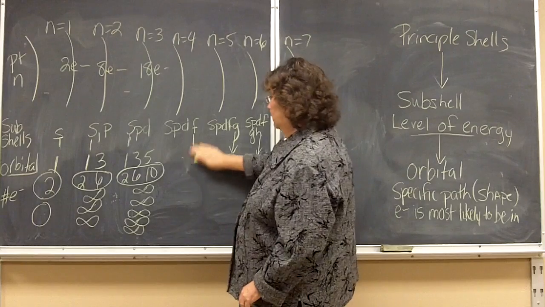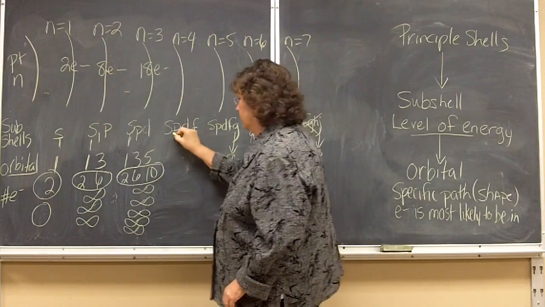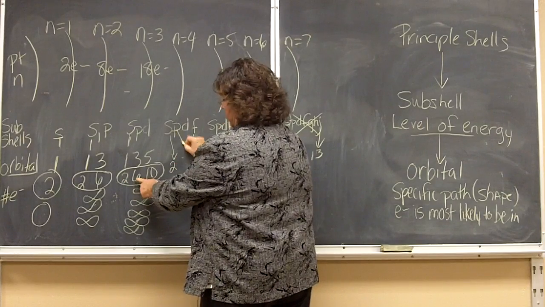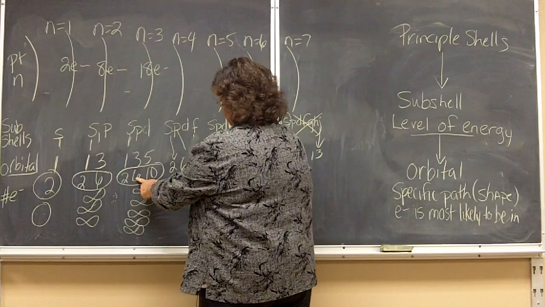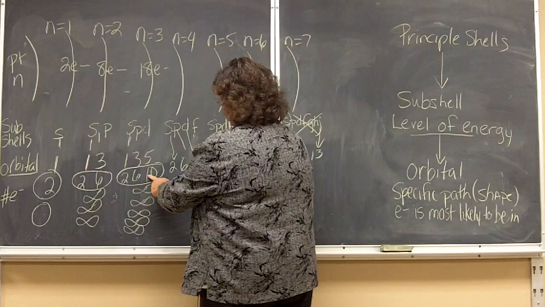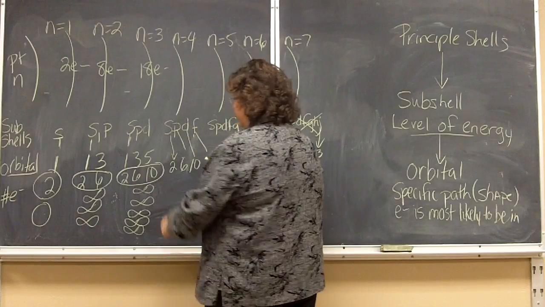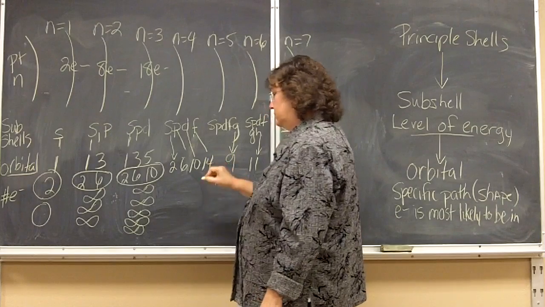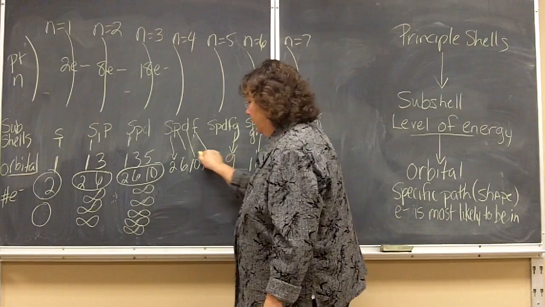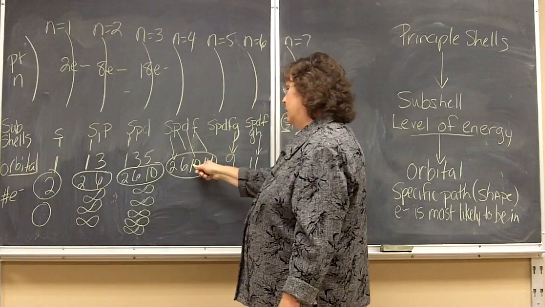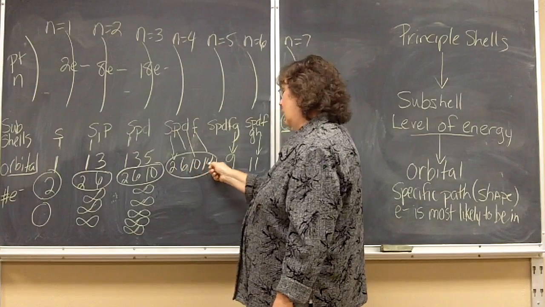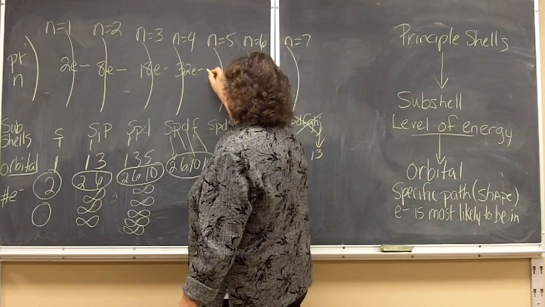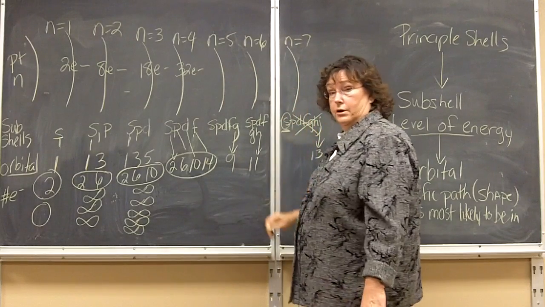The fourth shell, let's check it out. This is the S subshell. It can hold up to 2. The P subshell can hold up to 6. The D can hold up to 10. And the F, we add 4 each time, can hold up to 14. So if I add those together, I get 8, 18, 28, 32. So we could keep going with the rest of those shells.